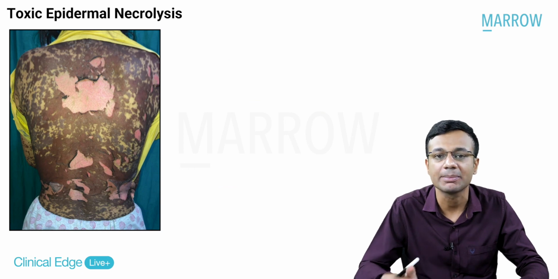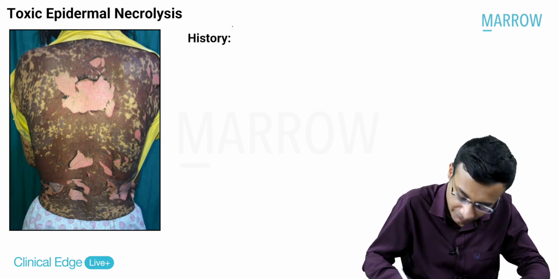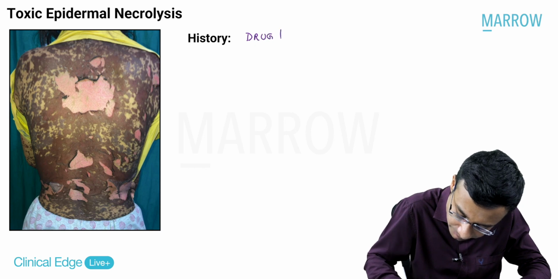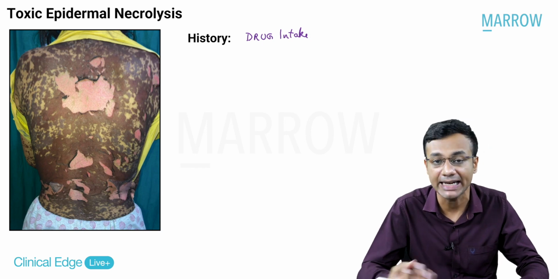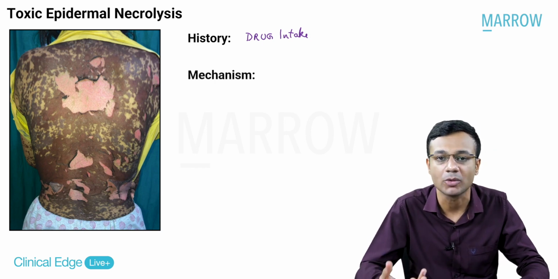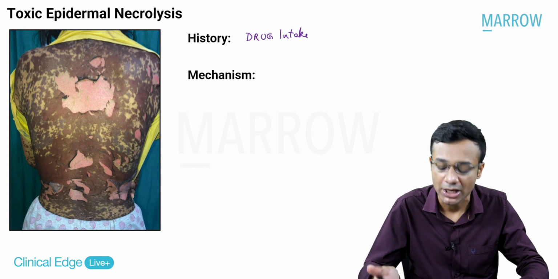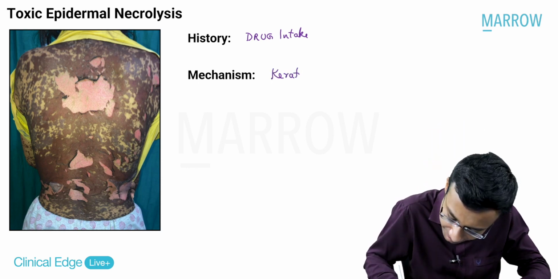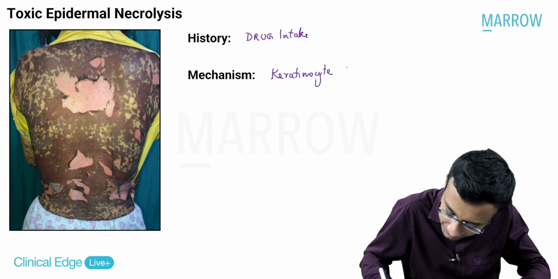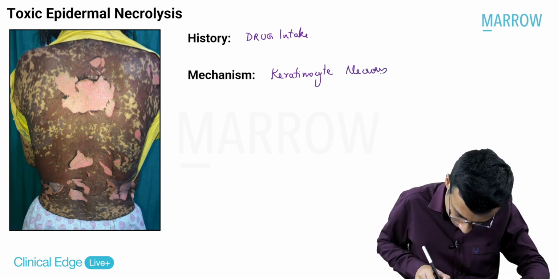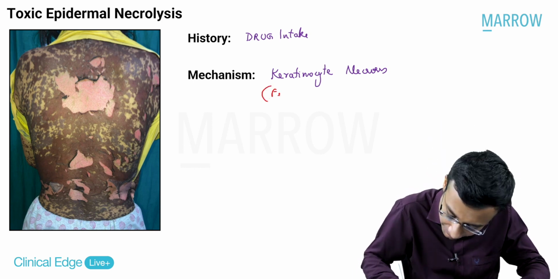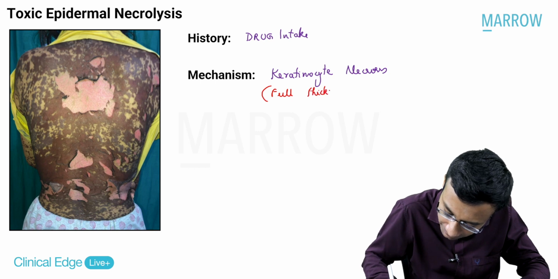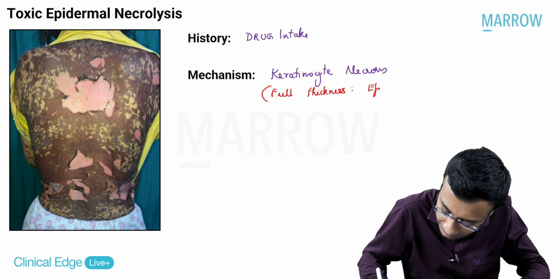Whereas when I'm talking about toxic epidermal necrolysis, number 1, history. There will be history of drug intake here. It could be an anti-epileptic, it could be allopurinol, it could be an ART, antiretroviral therapy. Second thing is the mechanism. What happens over here, students, in toxic epidermal necrolysis? You're going to be having keratinocyte necrosis. And please remember this point, that the keratinocyte necrosis happening in TEN is involving the full thickness of the epidermis.